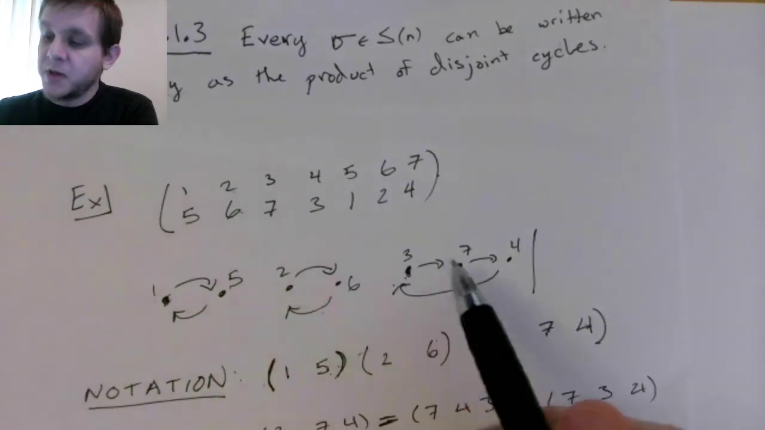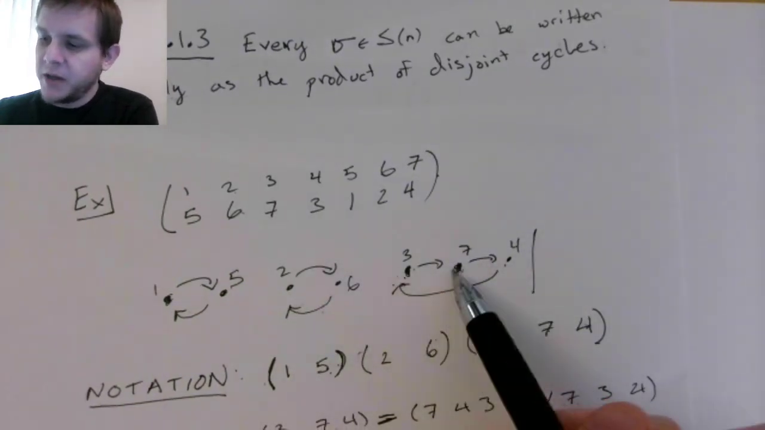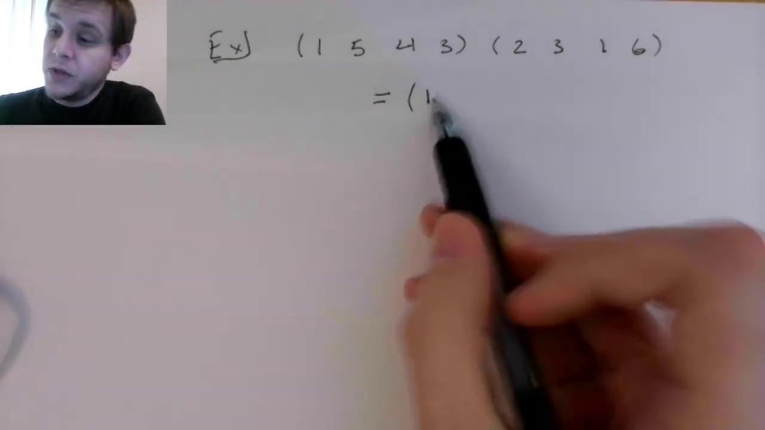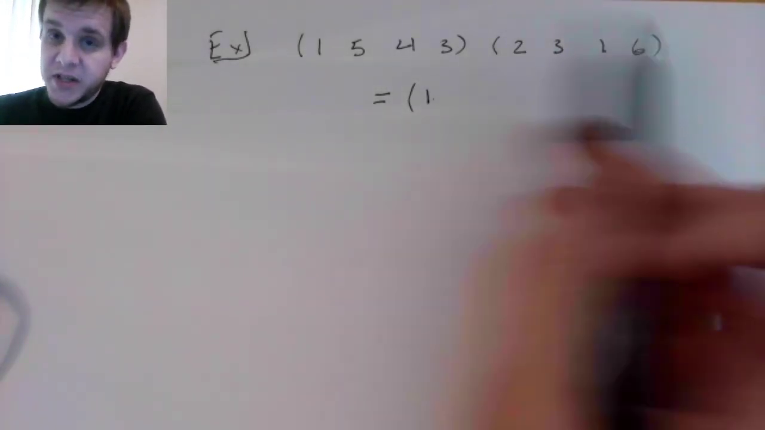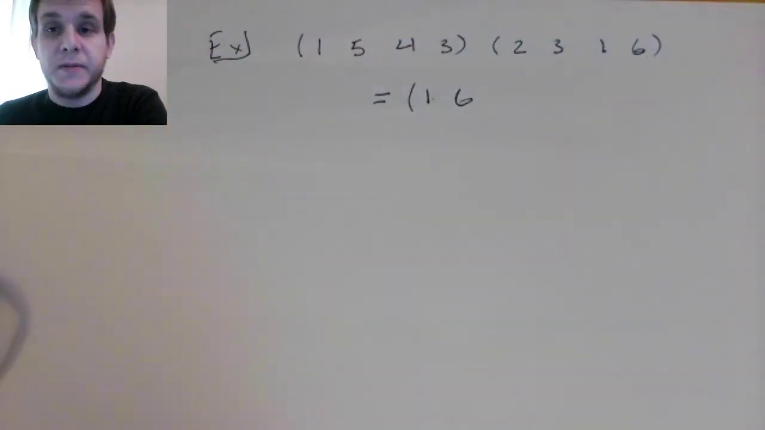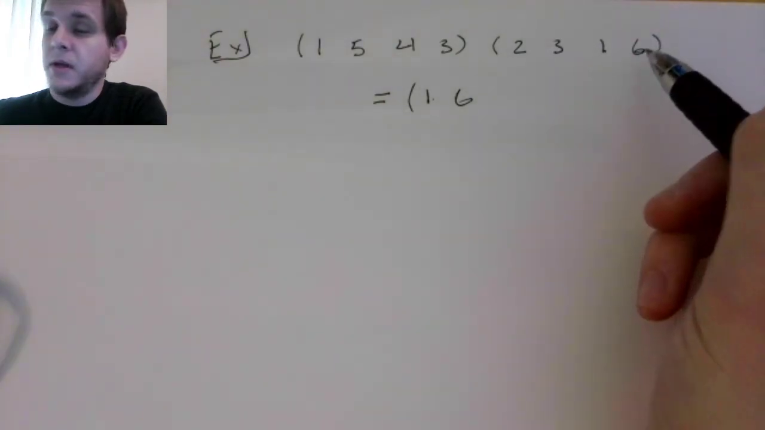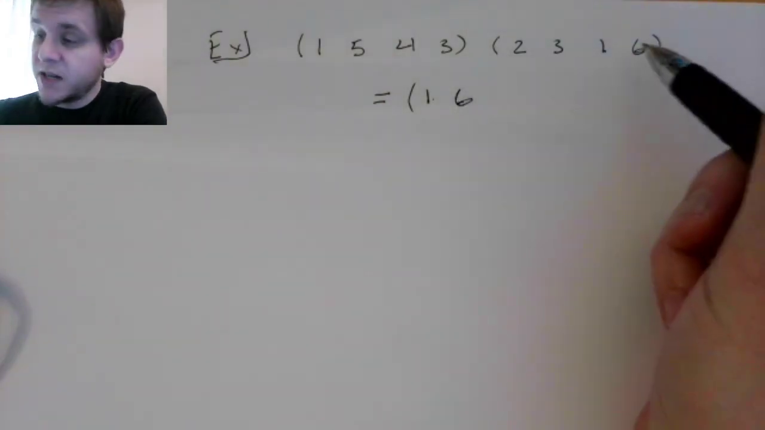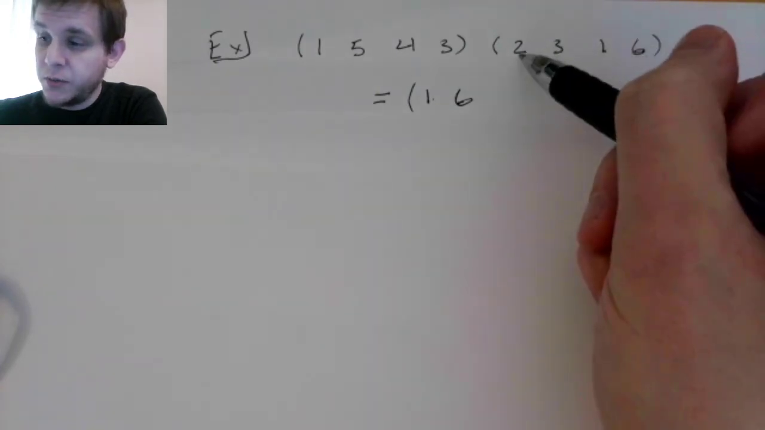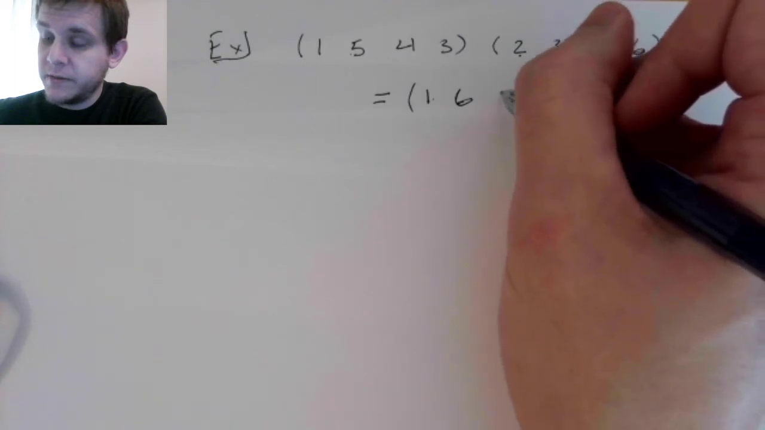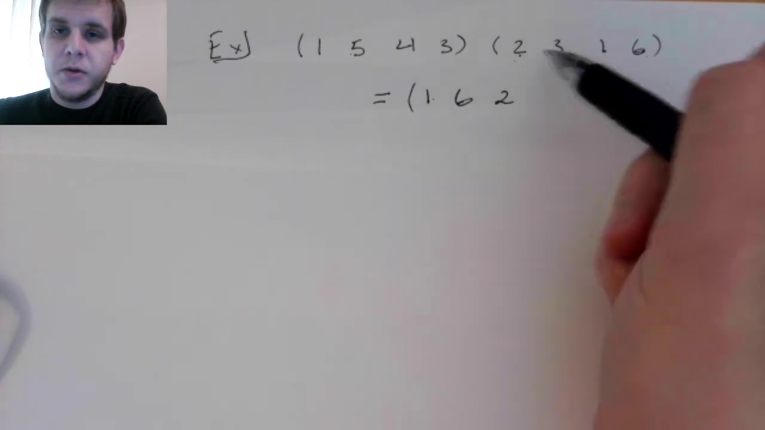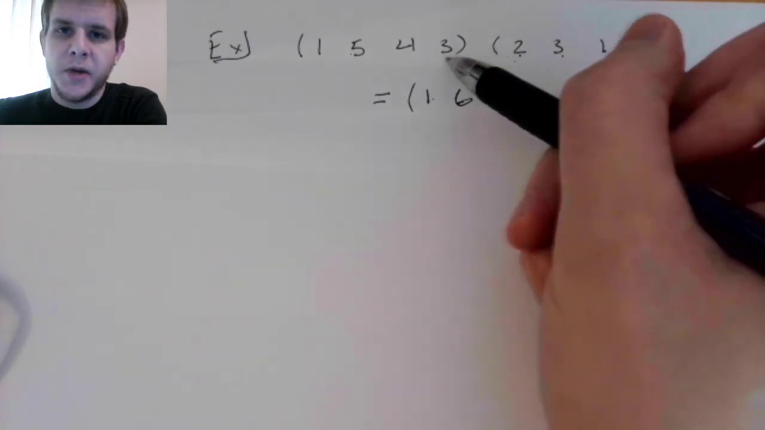I can build them up starting from any of the base points that appear. So I want to find the cycle that contains 1. So 1 goes to 6 under this. 6 is fixed under this one. So 1 goes to 6. Now, to see what happens next in the cycle, I see what 6 does. Under this permutation, 6 goes to 2. 2 is fixed. Now I see what happens here.